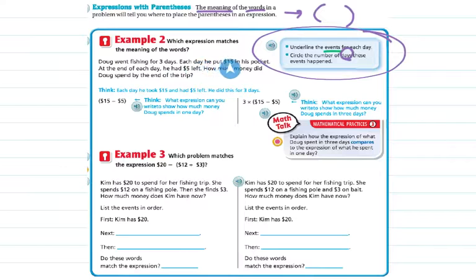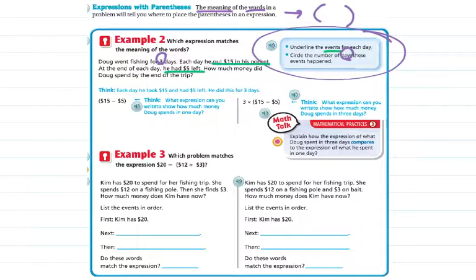Each day he put $15 in his pocket. At the end of each day, he had $5 left. How much money did Doug spend by the end of the trip? So notice, we know that he did the action of putting $15 in his pocket, and then he did the action of having $5 left. We know that he did that for 3 days, so that's why we circle the number of days that it happens.